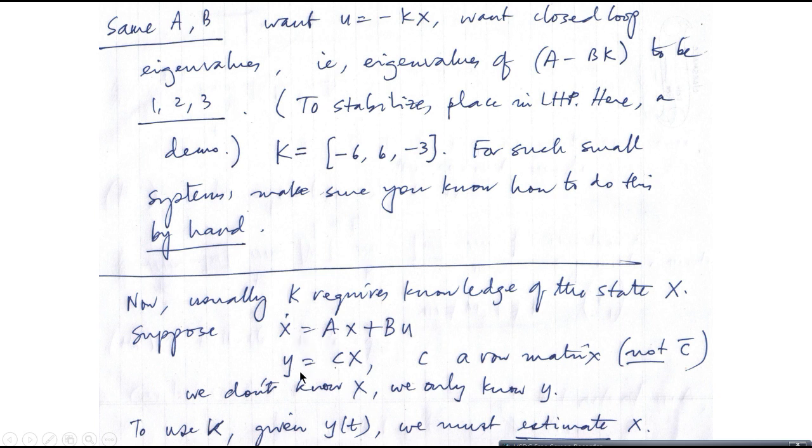But suppose x dot is equal to Ax plus Bu, y is equal to Cx, and C is a row matrix. This is different from C bar, that controllability matrix. That means y is a scalar. We just have a scalar measurement. We don't know x. We don't know the whole state. So to use K in u equals minus Kx given y over a period of time, we should be able to estimate x. So this is one of the problems we have to deal with.